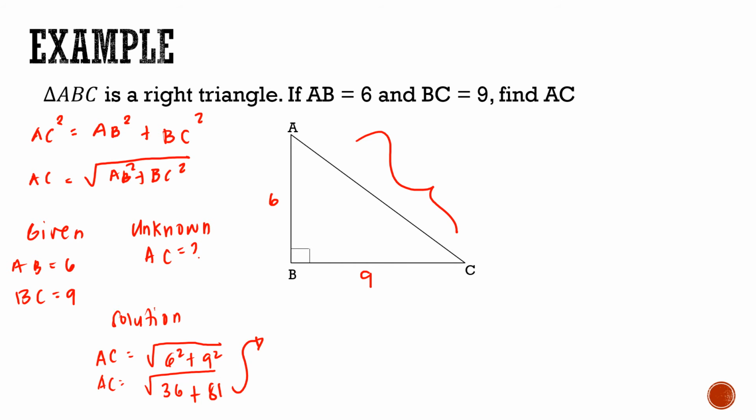Now let's add 36 and 81. So 36 plus 81 is equal to 117. So we can write this as AC is equal to the square root of 117. You can also write it in decimal form. The decimal form of the square root of 117 is AC is equal to 13.30.